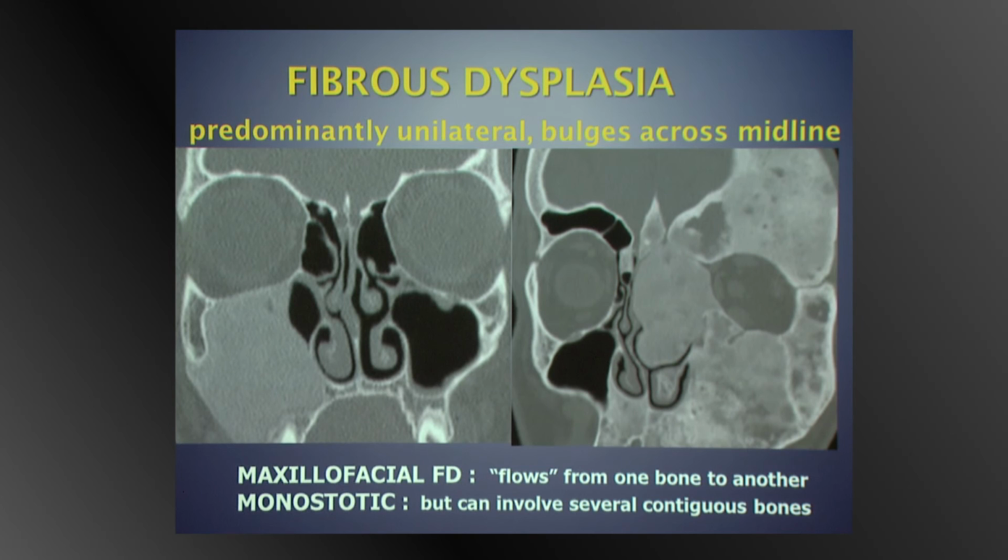Now that is technically still monostotic fibrous dysplasia if there was no other site in the body affected by that process, despite the fact it's involving multiple craniofacial bones.